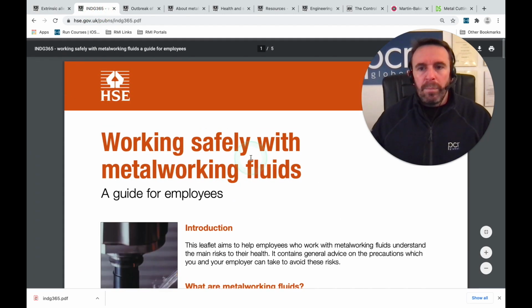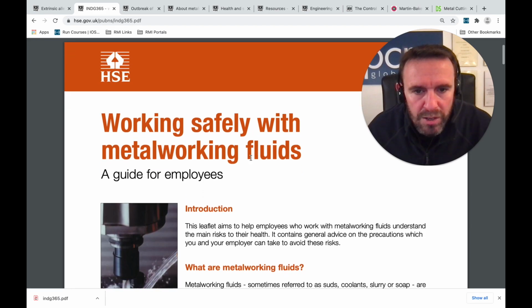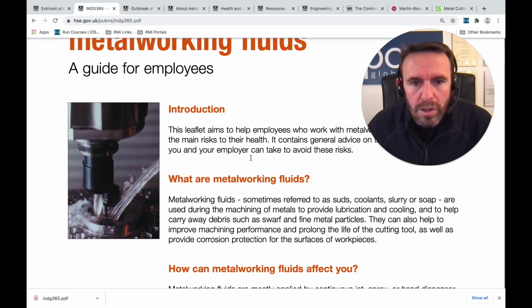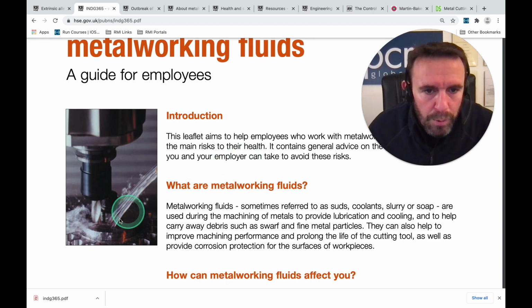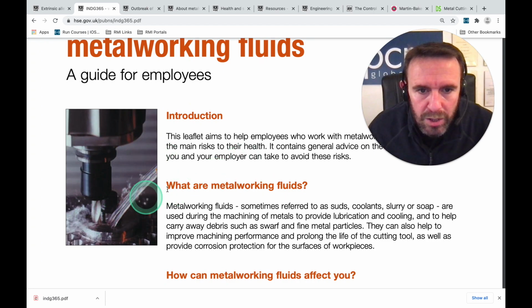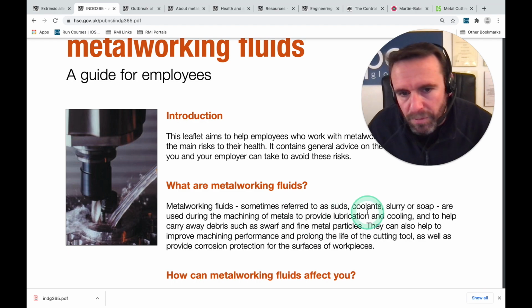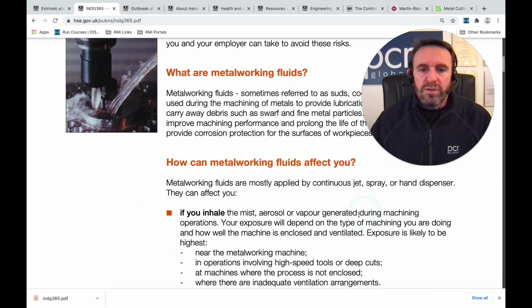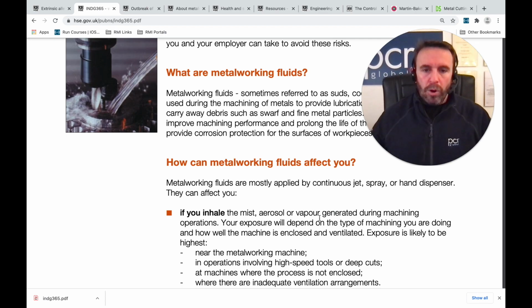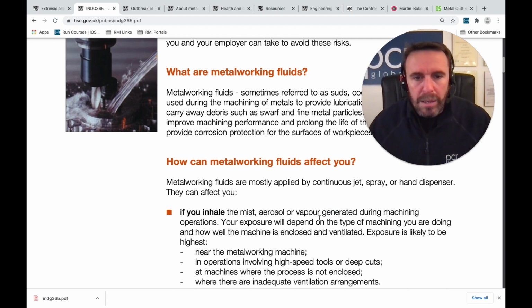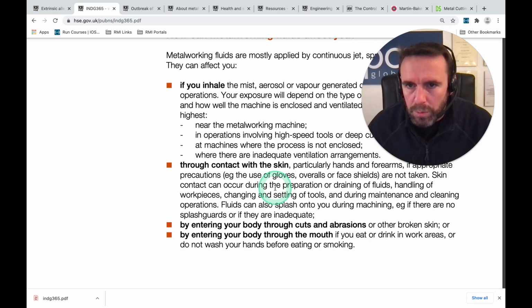We'll cover that in a little bit more depth in a moment, but there certainly is guidance. But just to give those people who probably aren't that familiar with metalworking fluids, you can see metalworking fluids in action here. Again, sometimes referred to as suds. If you inhale the mist, aerosol or vapour during machining operations, then that can be an issue. Contact with the skin can be an issue.